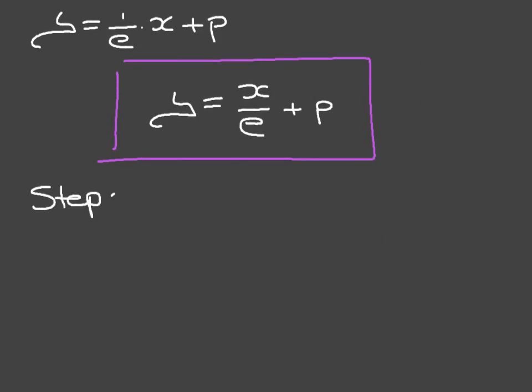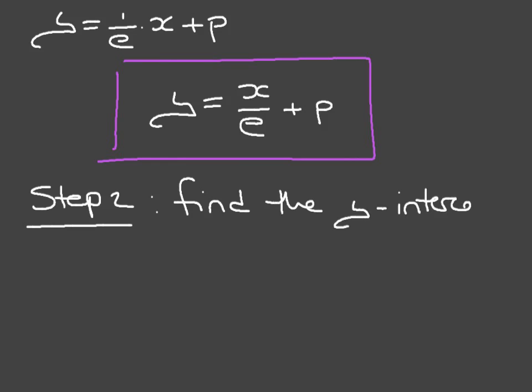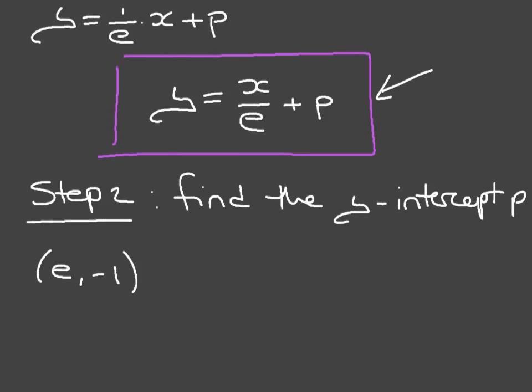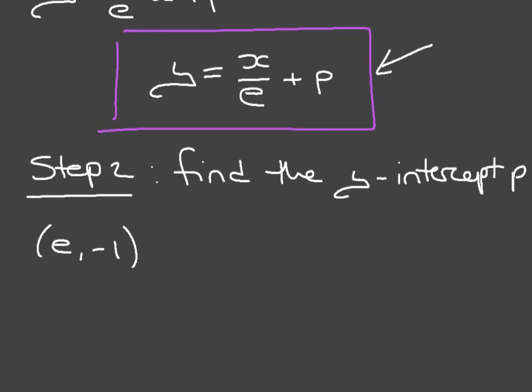Step 2, find the y-intercept p. So remember, we were told that the curve passes through the point e, negative 1, and that we're looking for the tangent to the curve at that point. So that means that this line up here has to pass through that point. And the point was e, negative 1. So what this tells us is that when x equals e, y has to equal negative 1.